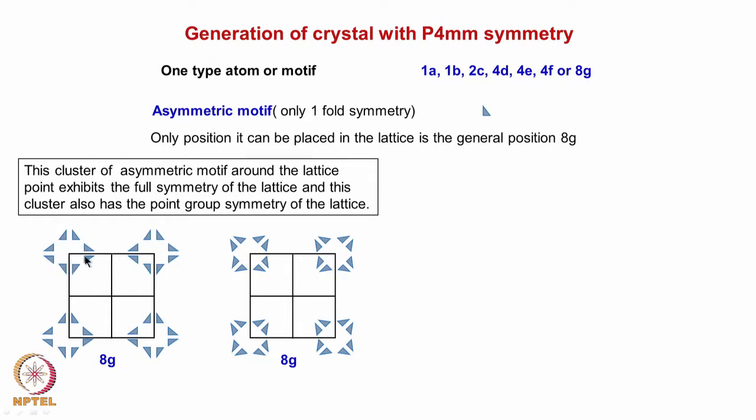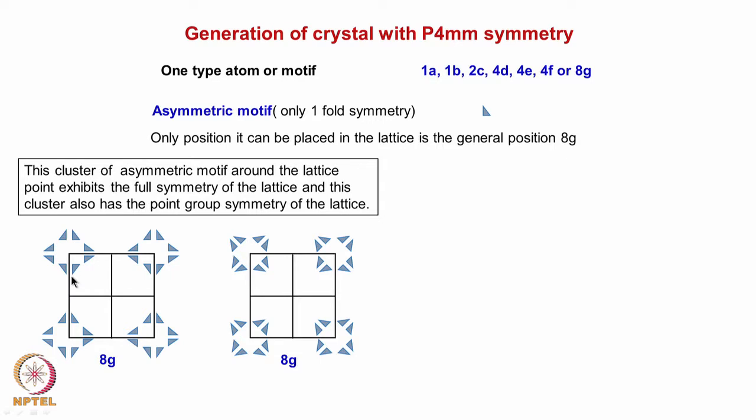it exhibits the symmetry of the lattice, correct. Suppose I have a molecule with this sort of a configuration exhibiting this symmetry, okay. That means that it has a 4 mm symmetry associated with it. I can put it at this position.